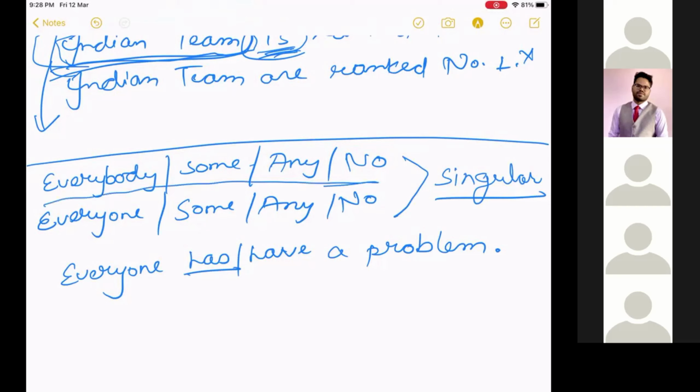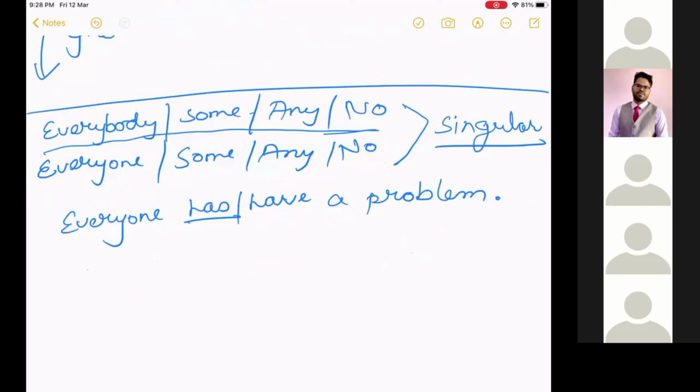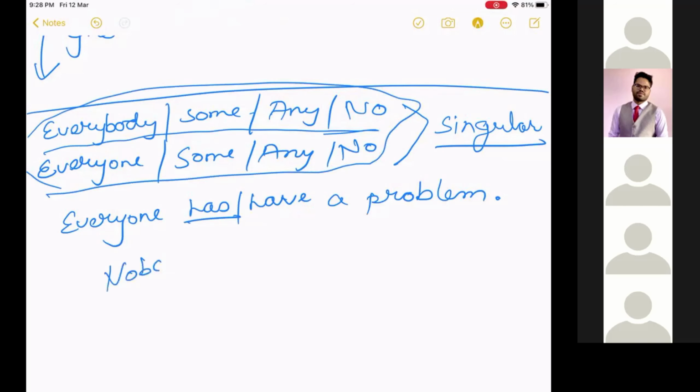For example, everyone has a problem. Nobody likes the new chief minister or prime minister whatsoever. Nobody likes. You will not say nobody like. So if we talk about these types of words, all of them follow the same concept of singular, always singular. And whenever we are using singular, we will use the singular form of the verb. Likes. We will never say like, because likes is the singular form of the verb.